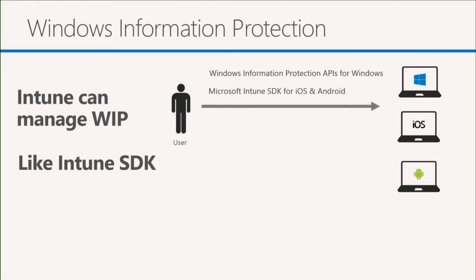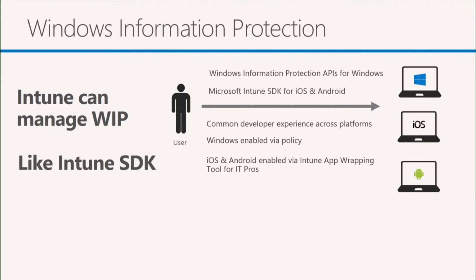So there are Windows Information Protection APIs for Windows, and Intune has its own SDK for iOS and Android. We did talk to the Intune team when we were creating our APIs, though. So there's a common experience, common metaphors around identity and how you protect data.